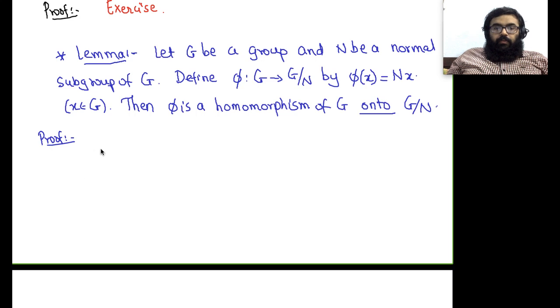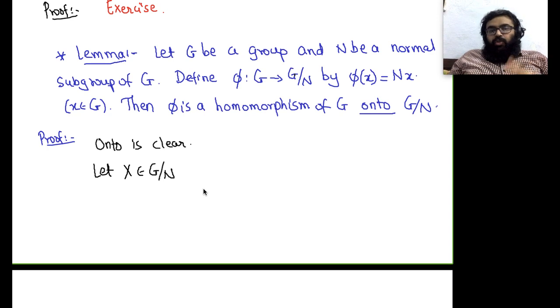Right? So first, onto is very clear. Why is it clear? I am writing also why it is clear. Because for onto, we take any element in this codomain. So let X belong to G quotient N.